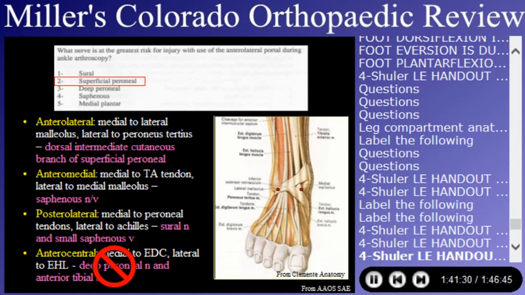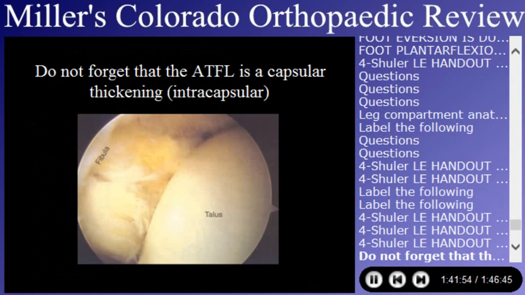Anterolateral is medial to the lateral malleolus, lateral to the peroneus tertius. You hit that nerve, the dorsal intermediate cutaneous branch of the superficial peroneal nerve. The anteromedial portal is medial to the tibialis anterior tendon, lateral to the medial malleolus, and the neurovascular structure is the saphenous nerve and vein. Posterolateral, and the one you'd never want to do is anterior central, and I showed on the diagram the anatomic location of the portals. Don't forget that the ATFL is an intracapsular thickening, okay?